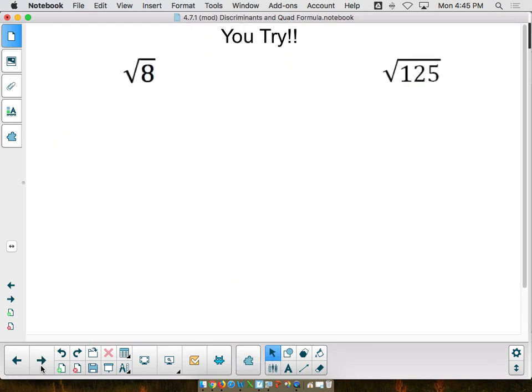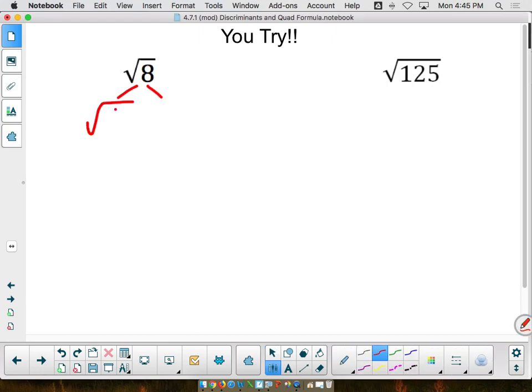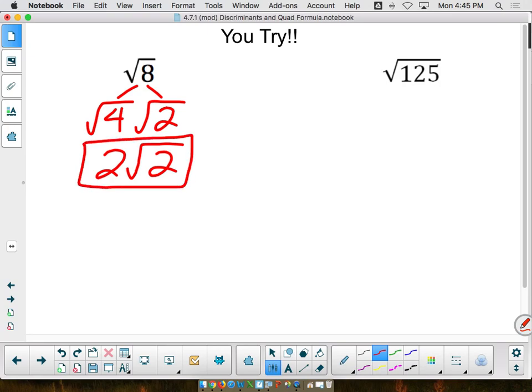Okay. So if we look, this would be the one to try, but if we look at the square root of 8, 4 goes into 8, so we would just break this up into square root of 4 and the square root of 2. That would then be 2 times the square root of 2, because the square root of 4 is just 2. So that's that.